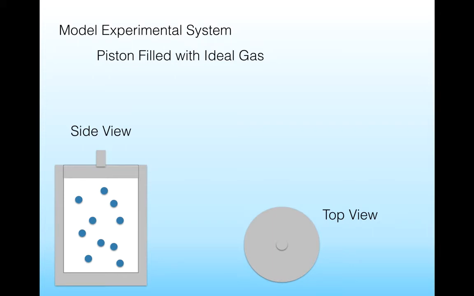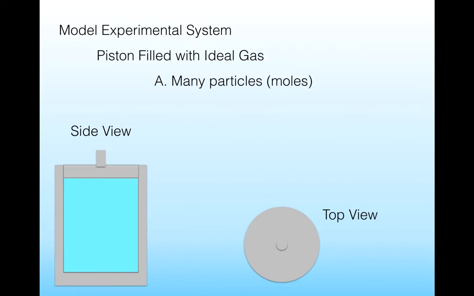And these are supposed to be similar to the cylinders like you would have in a car, inside your combustion engine. So some of the things about this system, it has many particles, so we mostly talk about moles. So it's a macroscopic amount of particles, and so we can't see the individual particles. We'll just assume that they're acting all together as an ideal gas.